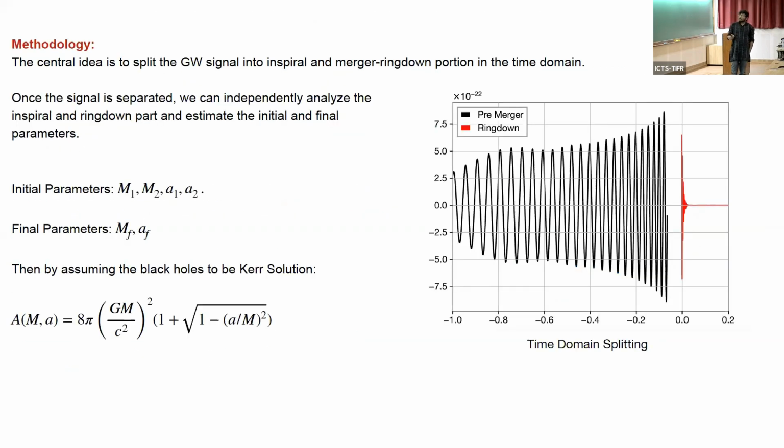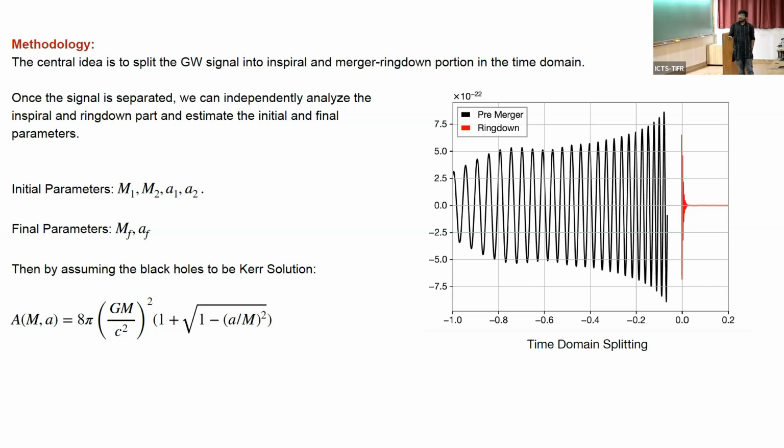So this is the methodology that we will follow. We will cut the signal at the peak of the waveform or even a few seconds before it, so that we can isolate the in-spiral and ring-down phases. Once we have isolated the ring-down part, we will compare it. Of course, the ring-down part will depend on the final mass and final spin, and the in-spiral part will depend on the initial masses and initial spins. Of course, all these localization parameters too.